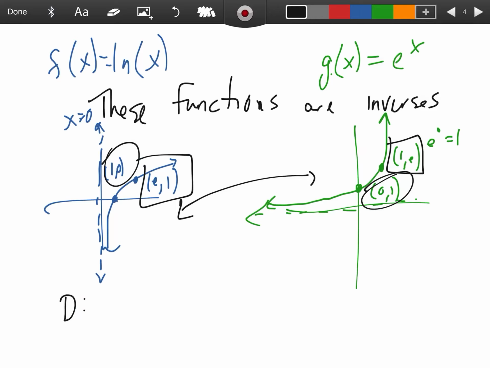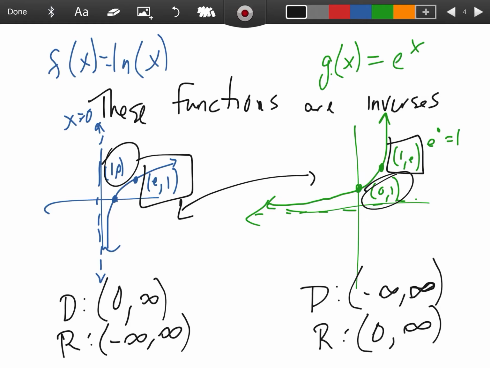We can also see that their domain and their range flip. For the natural log of x, my domain was 0 to infinity, so my possible x values were 0 to infinity. For e to the x, my possible y values were 0 to infinity. For e to the x, you could plug in anything you want into the exponent, so our domain was all real numbers, and for the natural log function, our range was all real numbers. So we can see that these two functions are inverses of each other.